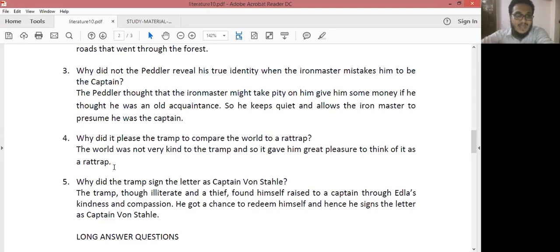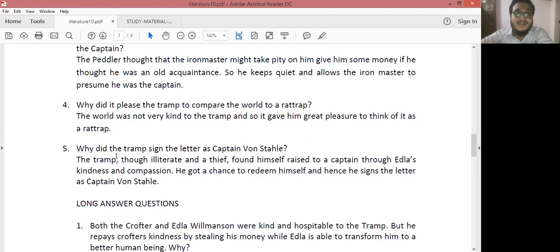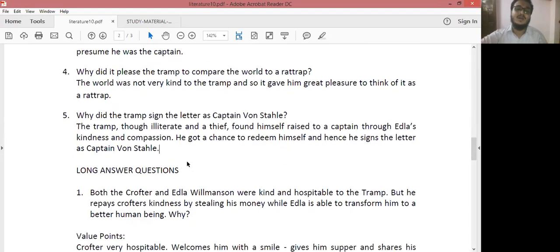Next question. Why did the tramp sign the letter as Captain Von Stale? The tramp, though illiterate and a thief, found himself raised to a captain through Edla's kindness and compassion. As Edla behaved this way, the man was changed. He got a chance to redeem himself, and hence he signed the letter as Captain Von Stale. Students, I hope you are able to understand why he chose this name.